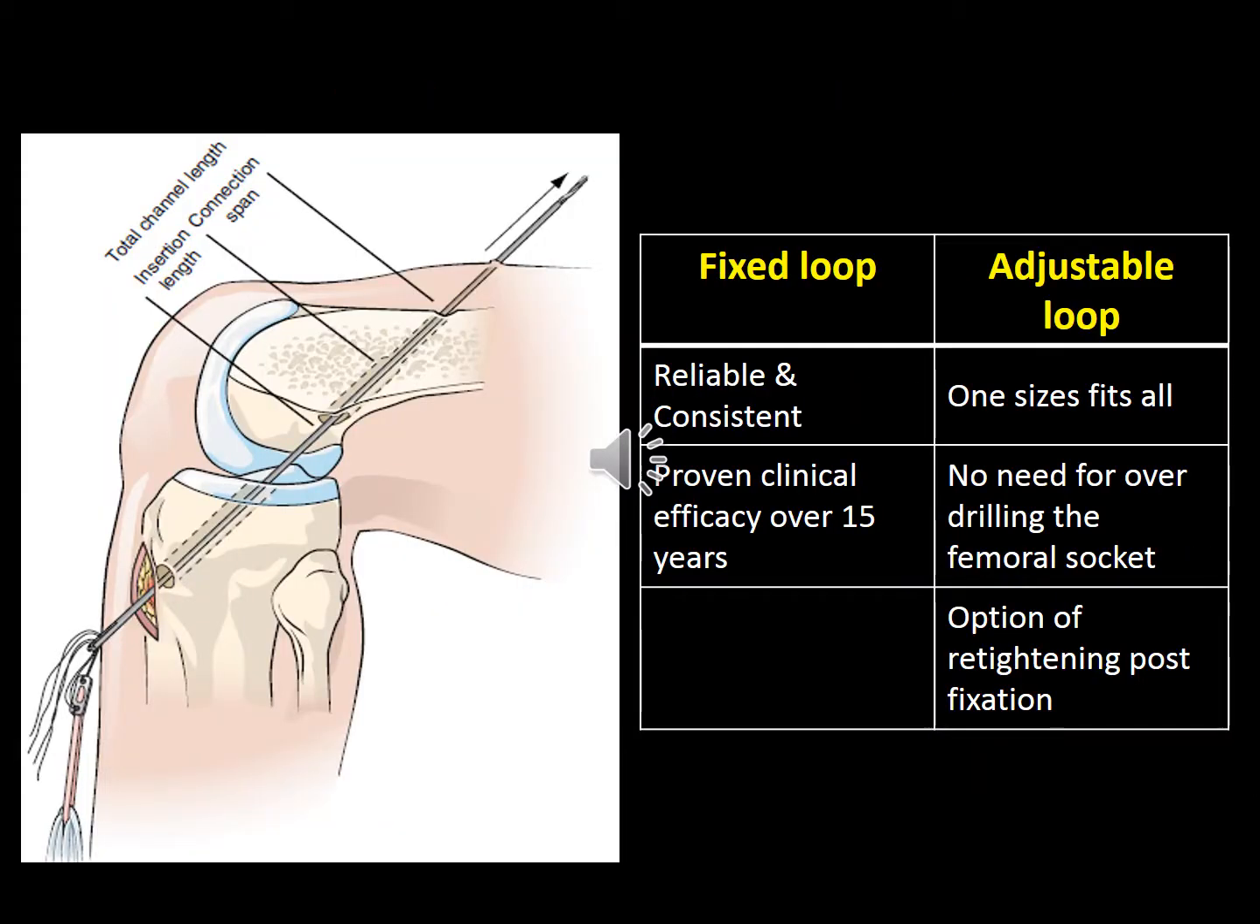Fixed loop is reliable and consistent. It has proven clinical efficacy over 15 years. Adjustable loop, one size fits all. There is no need for overdrilling the femoral socket, and there is the option of retightening after fixation. In a fixed loop, the insertional length is overdrilled by 10 mm so that the implant can be flipped. The connection span is the loop size to be used. In an adjustable loop, we only need to drill the insertional tunnel with the desired length of graft to be inserted.